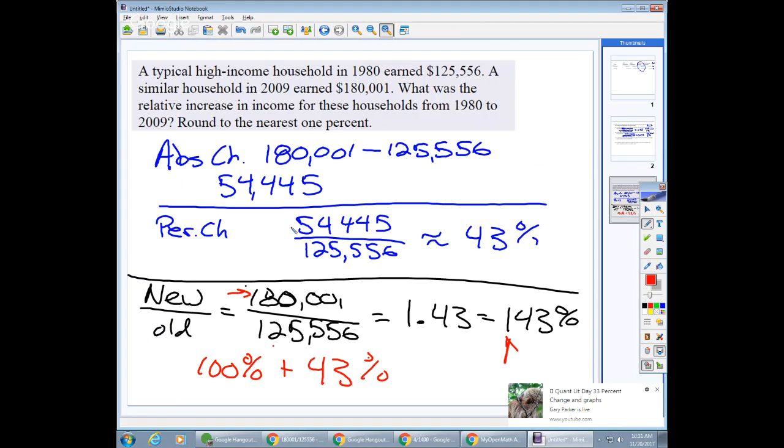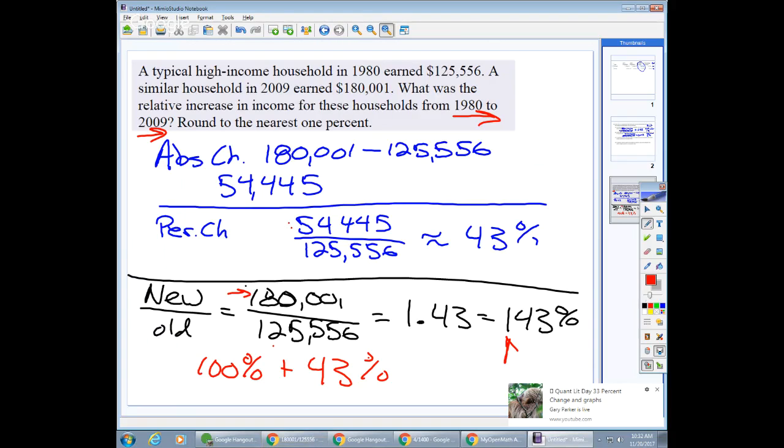Now, if we do the division in reverse, that just tells us how to look back in time. So here we're looking forward in time. From 1980 up to 2009, we increased, right? If we look back in time, people made less, right? How much less? Well, they made 54,000 less, which is about 43% is the increase. The decrease goes the other way.